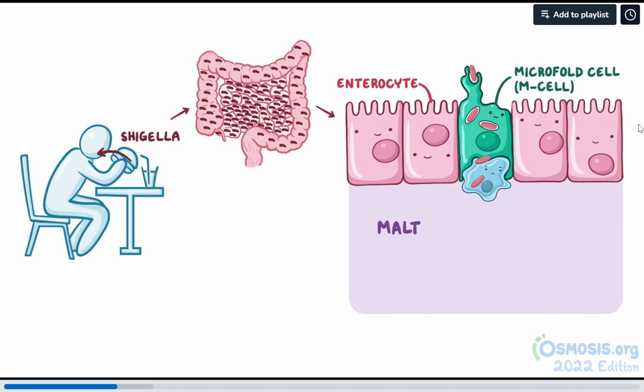MALTs are a type of mucosal immune tissue that extends into the submucosa, and contains plenty of immune cells like macrophages. The macrophages gobble up Shigella to neutralize the pathogen, but the bacterium induces apoptosis, or programmed cell death, in the macrophage.